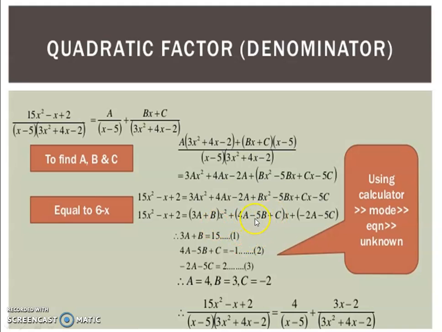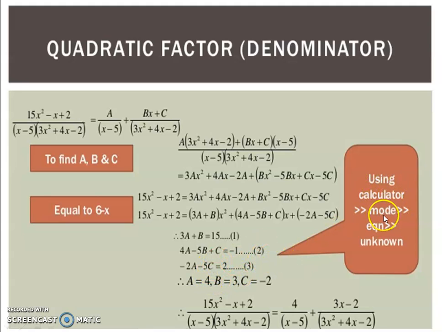Next step: 4a minus 5b plus c. The coefficient of this is x and here it is minus 1, that's why x gets cancelled. 4a minus 5b plus c is equal to minus 1. Now we have to take minus 2a minus 5c equal to 2.